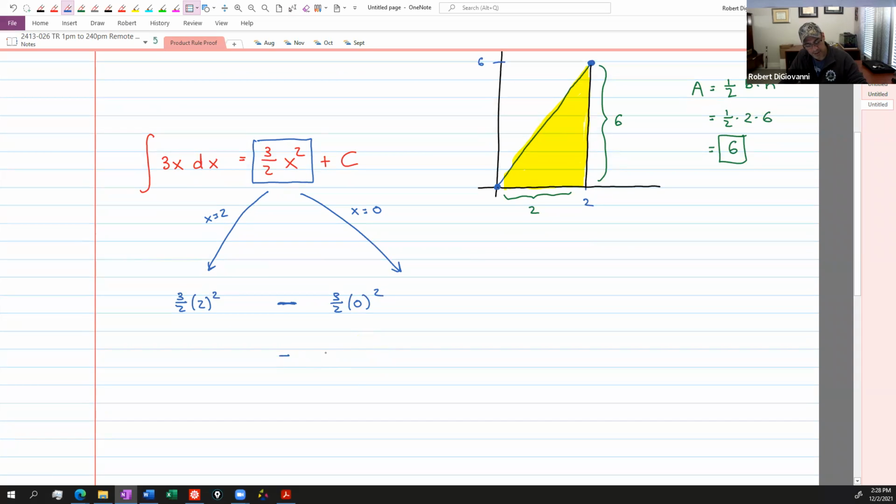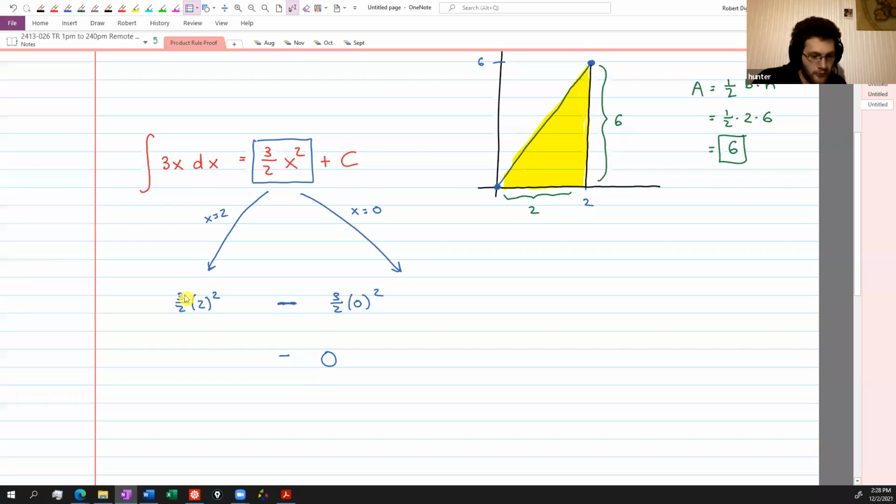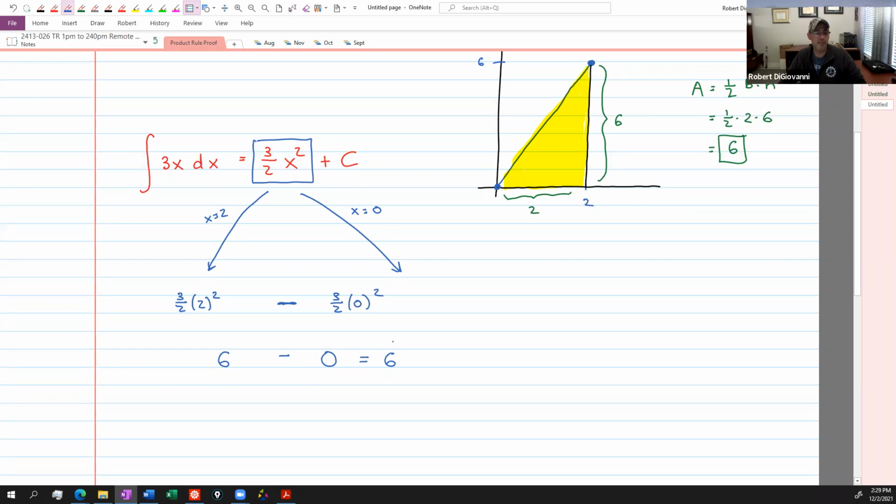Now, the one on the right's easy because that's just 0, right? What about here? 2 squared is 4. 4 times 3 is 12, then over 2, so that's 6. And 6 minus 0 is 6, right? This is not a coincidence. This is not a coincidence that we got this.